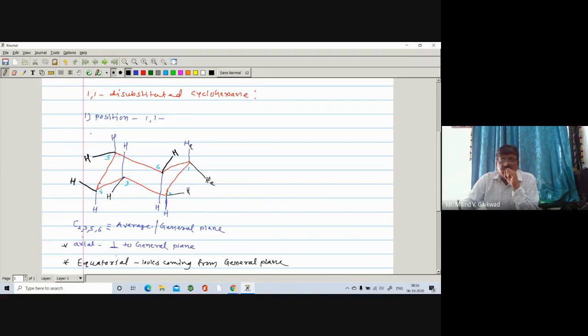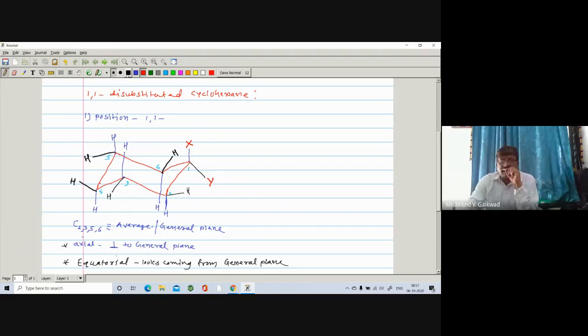position 1 1 dimethyl cyclohexane. 1 1 dimethyl cyclohexane means you have to replace two groups. Suppose this is your carbon number 1. You have to replace these two hydrogens by groups. Here I take X and Y, right? X and Y. So it is a 1 1 dimethyl cyclohexane.